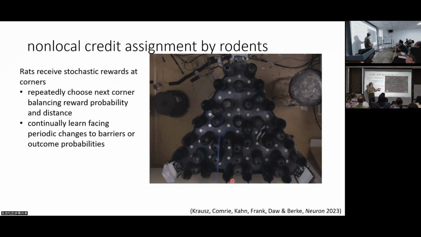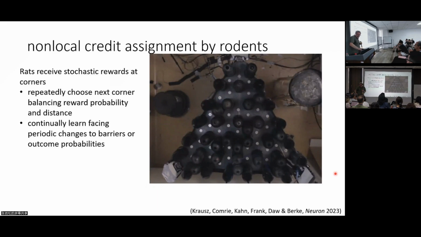Her job is to run back and forth to choose one of the corners she's not at, at each step, and repeat. It's hard to see, but there are barriers that make the paths between the different feeders longer or shorter. And the feeders are programmed to provide reward or not with different probabilities. So one's 20%, one's 80%, or whatever.